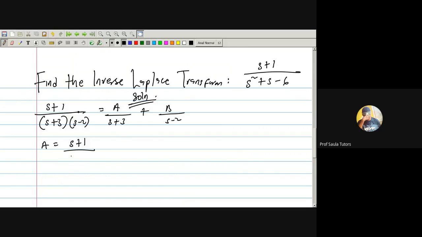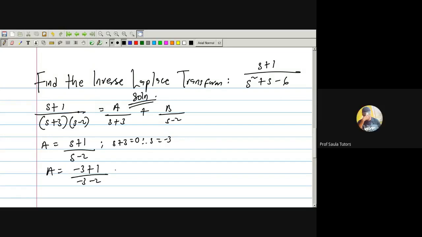So divided by s minus 2. Then you are going to set the numerator of A to be 0. So s plus 3 is 0, s equals minus 3. Then you now substitute it here. So what do you have? A equals what? That would be minus 3 plus 1 over minus 3 minus 2.